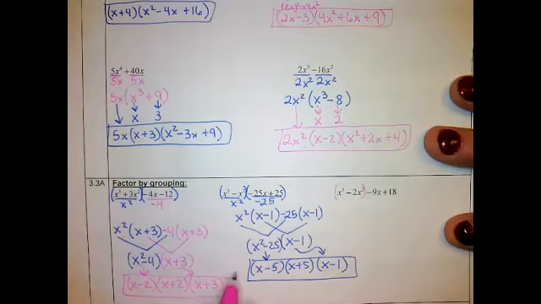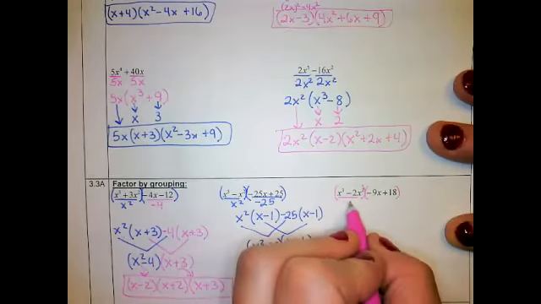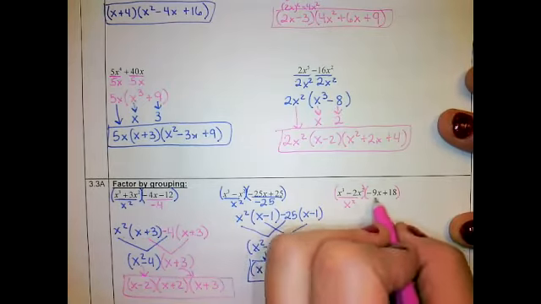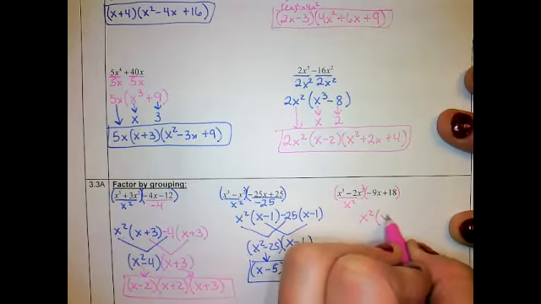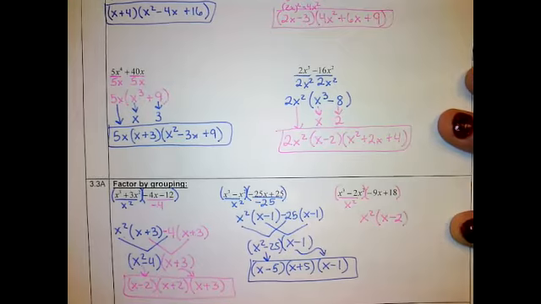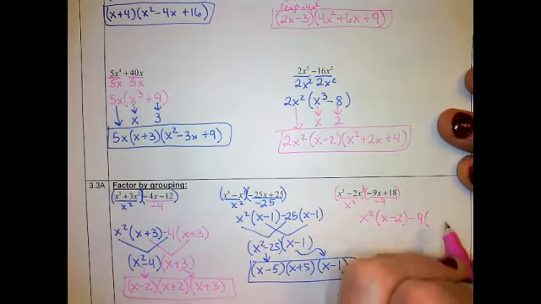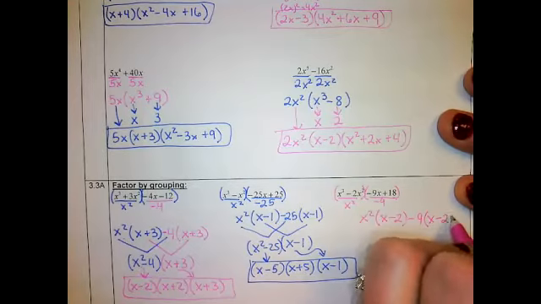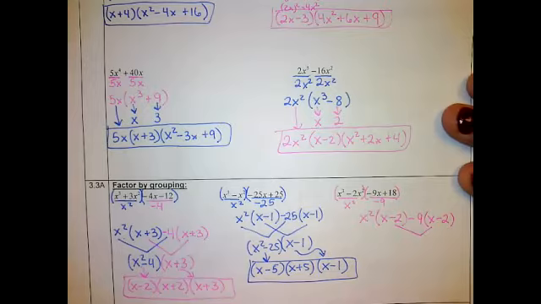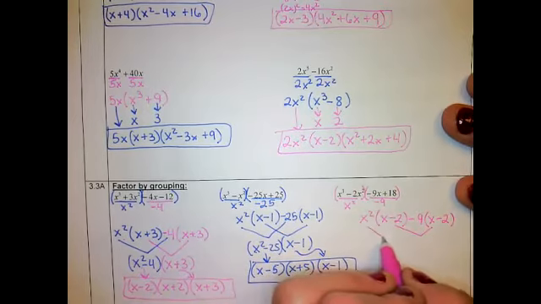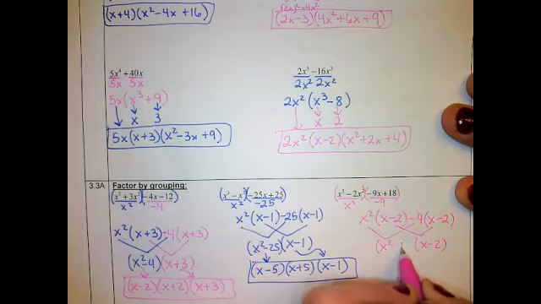All right, this last one, I have 4 terms, so I can group them. I can take an x squared out of the first set, so I have an x squared, and I'm left with x minus 2. I can take a negative 9 out of the second group, and I'm left with x minus 2. So now I have my pair that match, and I have my x squared minus 9.